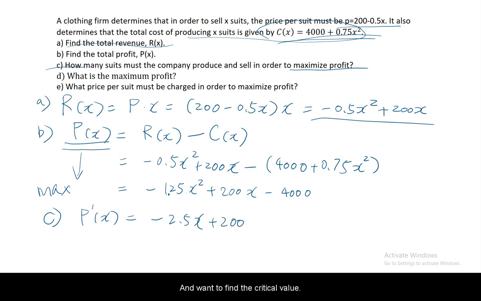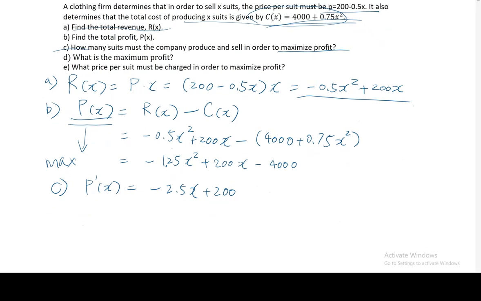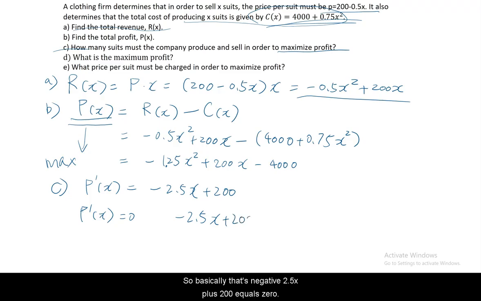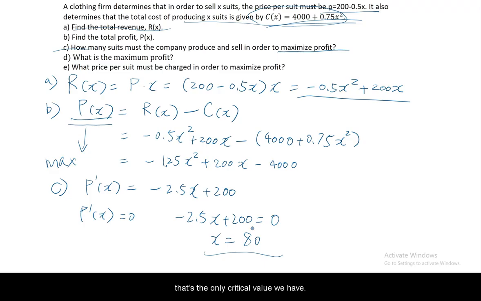And we want to find the critical value. So we'll make the derivative of P of x equal to 0. So basically, that's negative 2.5x plus 200 equals 0. That will give you x equals 80. By the way, that's the only critical value we have.